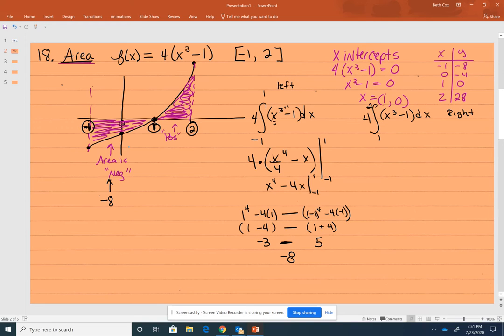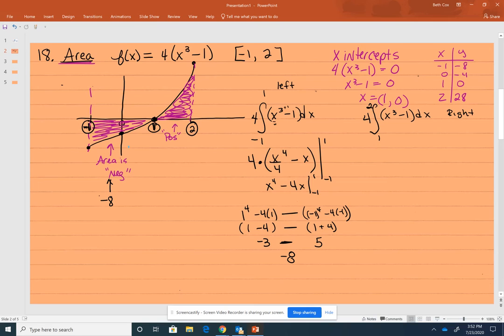Okay, now when we do the final answer, I'm going to take the absolute value of that one. But it makes sense that it's negative because that's what it was supposed to be. And so now we'll move on to the second one. All right, so the one on the right.